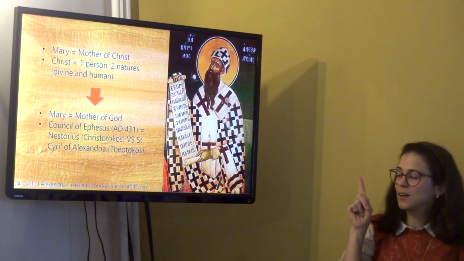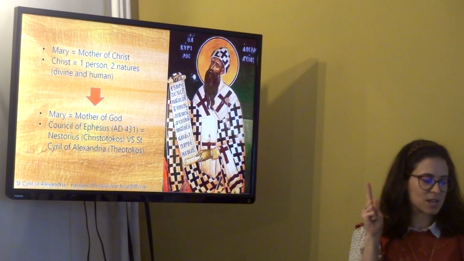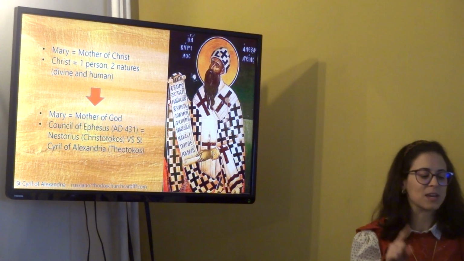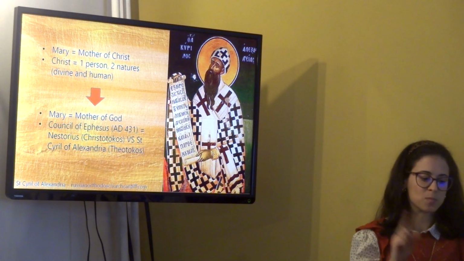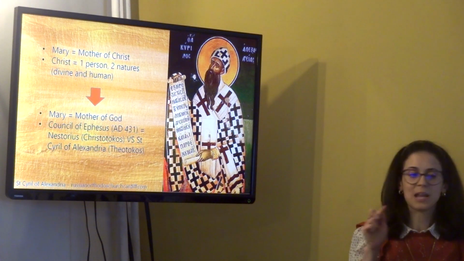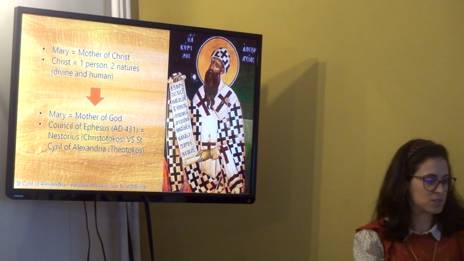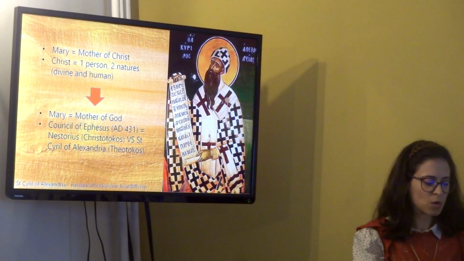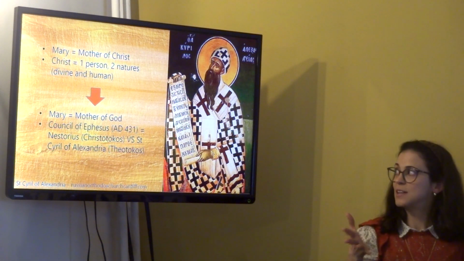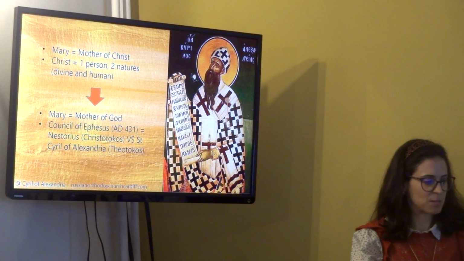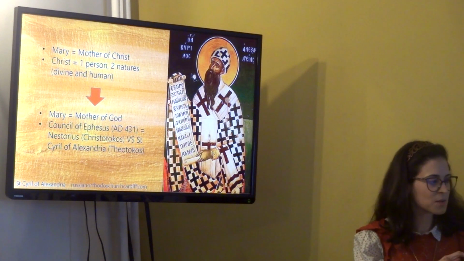The reason why the council was celebrated in Ephesus, by the way, is because it was thought to be where Our Lady had lived in the last few years of her life with St. John. So the title of Our Lady as Theotokos, Mother of God, was established in the Council of Ephesus.